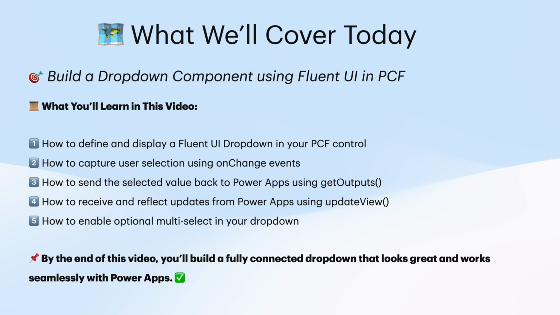Here is what we will cover step by step. First, we will see how to define and render a Fluent UI dropdown in your PCF control. Second, how to handle user selection using onChange events. Third, how to send selected values back to the Power Apps using getOutputs method. Fourth, how to receive and reflect values from Power Apps using updateView. And finally, how to enable multi-select mode for more flexibility. Let's dive right into the code.